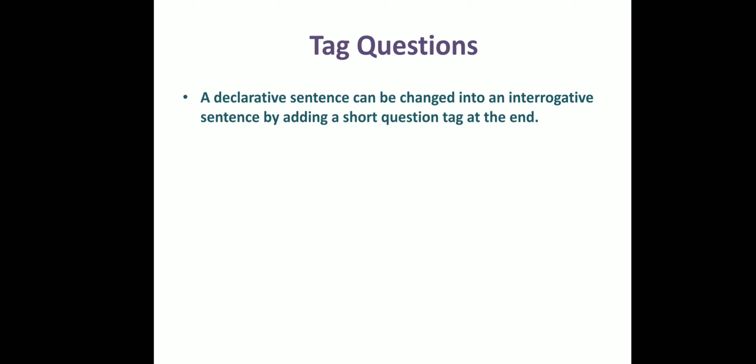So this one says a declarative sentence can be changed into an interrogative sentence by adding a short question tag at the end. You don't have to change the sentence that has already been given to you. You will just take the same sentence and add a short question tag at the end. Let's see how we do this. Let's see an example.